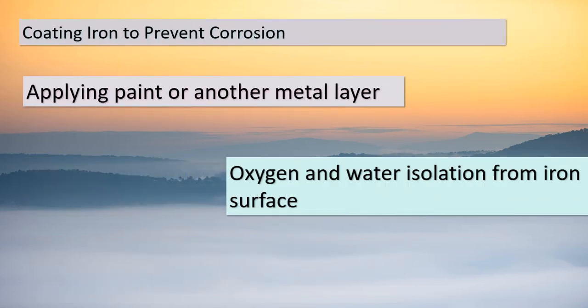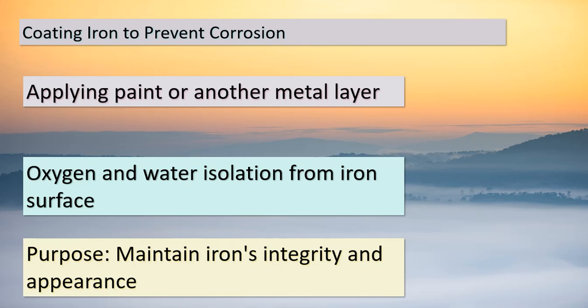Welcome back, everyone. As we discussed earlier, one effective method to prevent corrosion is by coating iron objects with materials like paint or other metals. This layer acts as a barrier, preventing direct contact between the iron surface, oxygen, and water. The objective here is to safeguard the iron structure and appearance. Remember, maintaining a seamless coating coverage is crucial to ensure long-lasting protection.